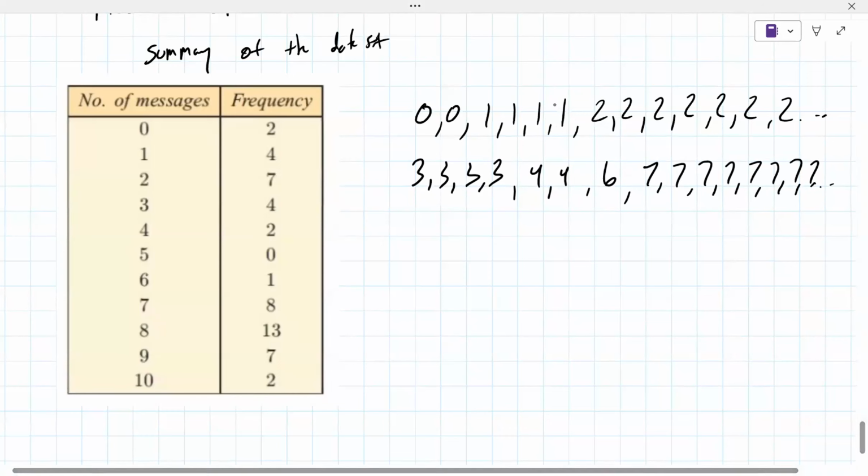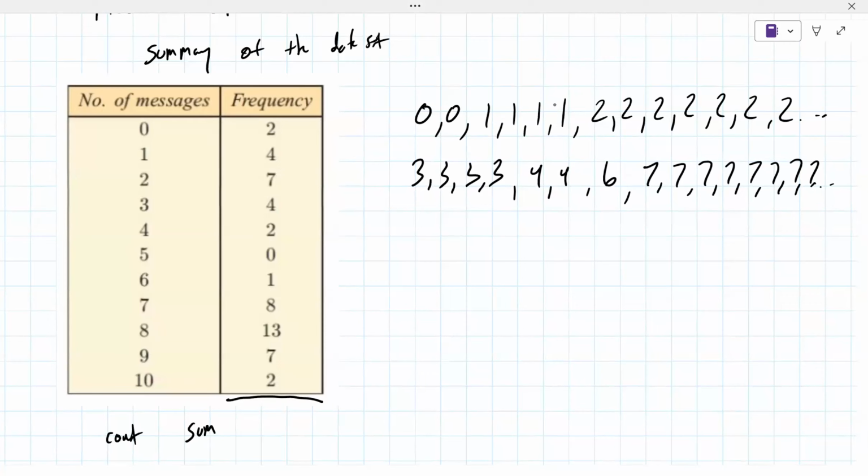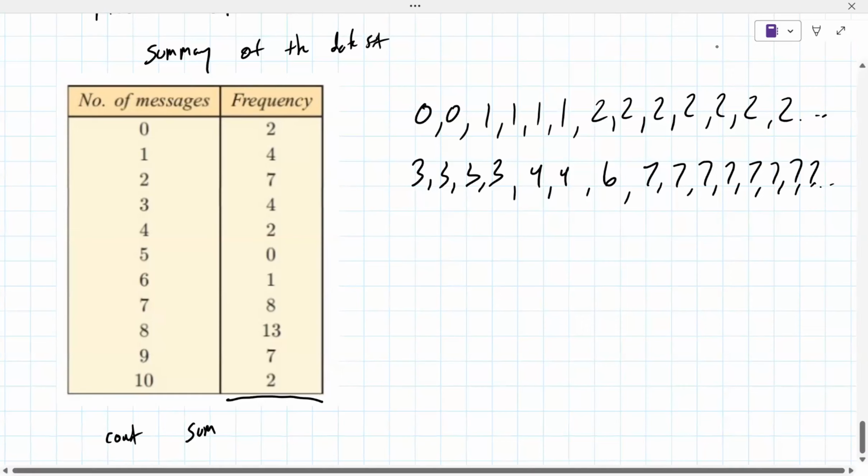Okay. This time you do need to add them up. You need to get the sum here, or the count, or the total. So I need you to add up the frequencies, please. That would be 40 as the total. Okay, I'm going to take your word for it.